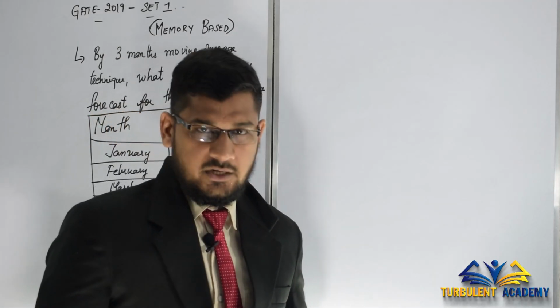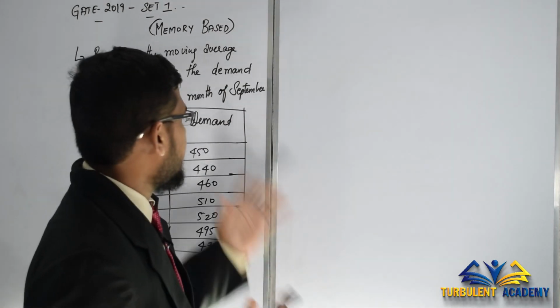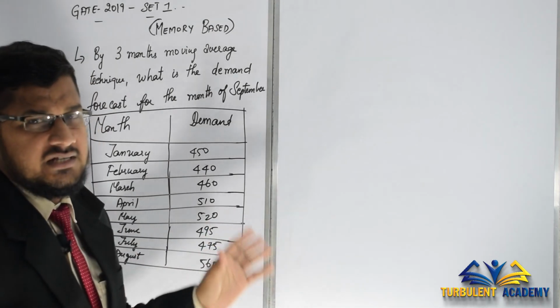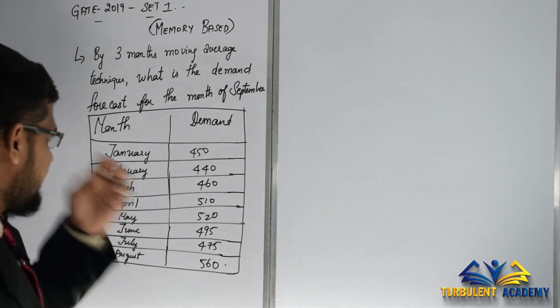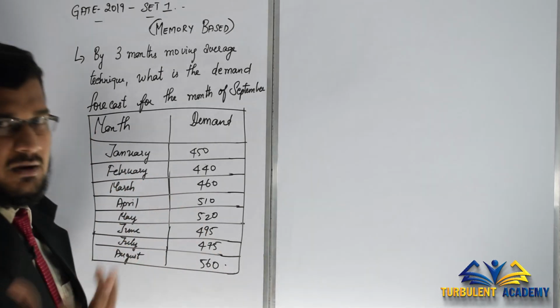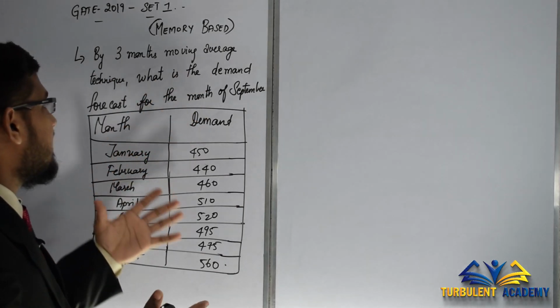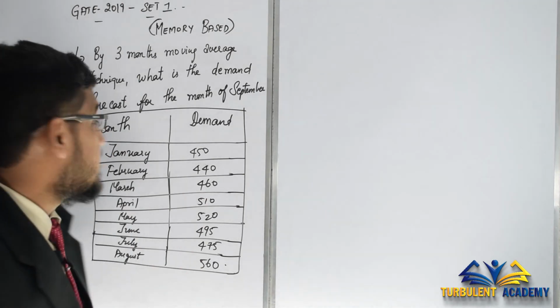Now we'll see a continuation of GATE 2019 solved questions. Next we have a very straightforward question, rare to see of this kind from GATE, but we have it. If you know the concept, it's just a plum cake for us. By 3 months moving average technique, what is the demand forecast for the month of September? So we'll have to forecast. This is from the industrial engineering subject.